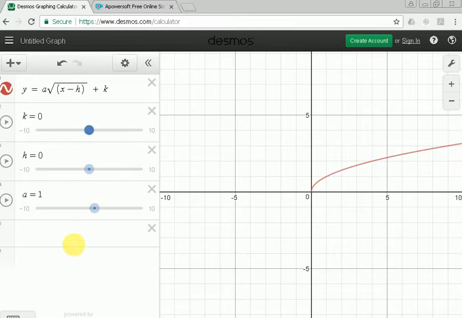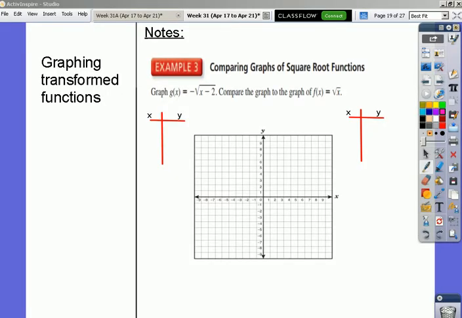Okay, great. We're almost done. I'm going to tackle this example 3. Comparing graphs of square root functions. Compare the graph g of x equals negative square root of x minus 2 to the parent function f of x equals the square root of x. Our parent function is easy. It's our base function without any transformations. I'm just going to go ahead and graph that on my 10 by 10 xy axis.